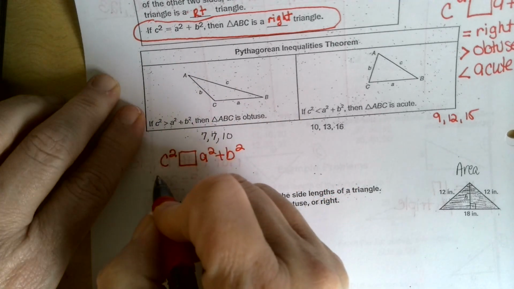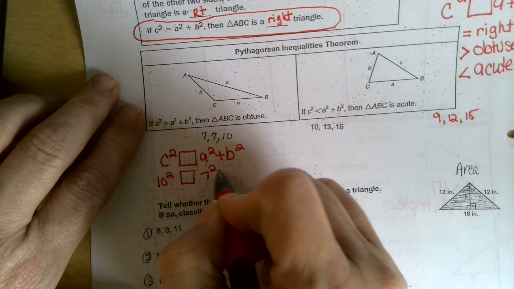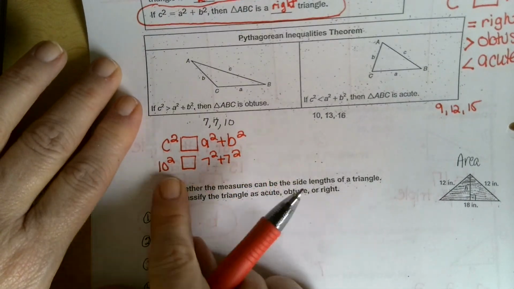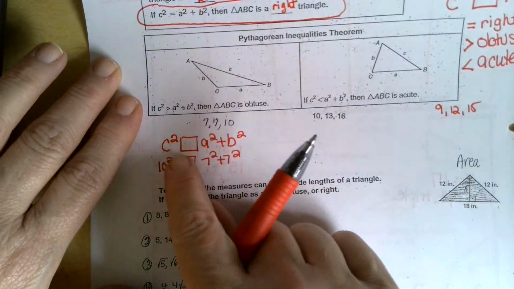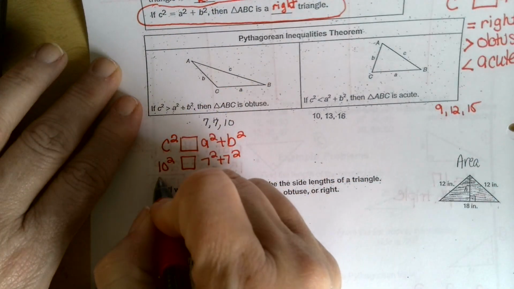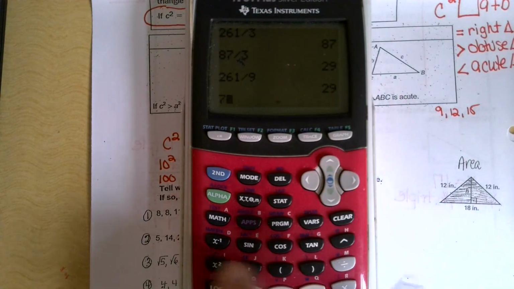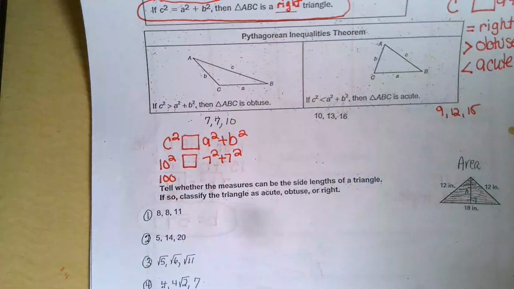C has to be my biggest side. 7 squared and 7 squared. What I am going to do is get the numbers for left and right, and we're going to see what symbol would go in between them. So this is 100, and then 7 squared plus 7 squared is 98.